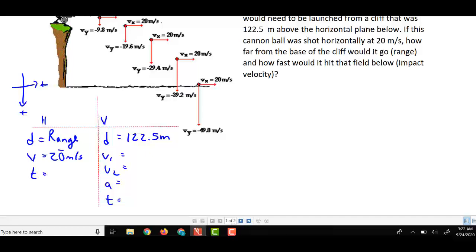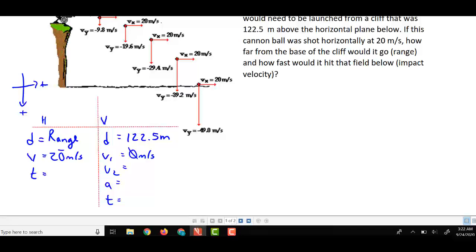V1 horizontally was 20 meters per second, but vertically it is 0. And this is often a jump that students struggle with, but if you launch something horizontally, its initial vertical velocity is 0. It's not going up, it's not going down. A moment after it's launched, it will start accelerating downwards. Its velocity will start increasing from 0 in the downwards direction, but it won't be 0 for long.